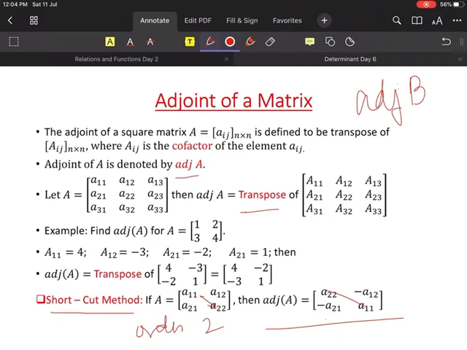Now look here. I will write directly 1, 2, 3, 4. What will be the adjoint? The adjoint will be, I will shift the position of these two: 4, 1. I will change the sign of these two: minus 2, minus 3. You see it's correct. Am I clear? Understood?